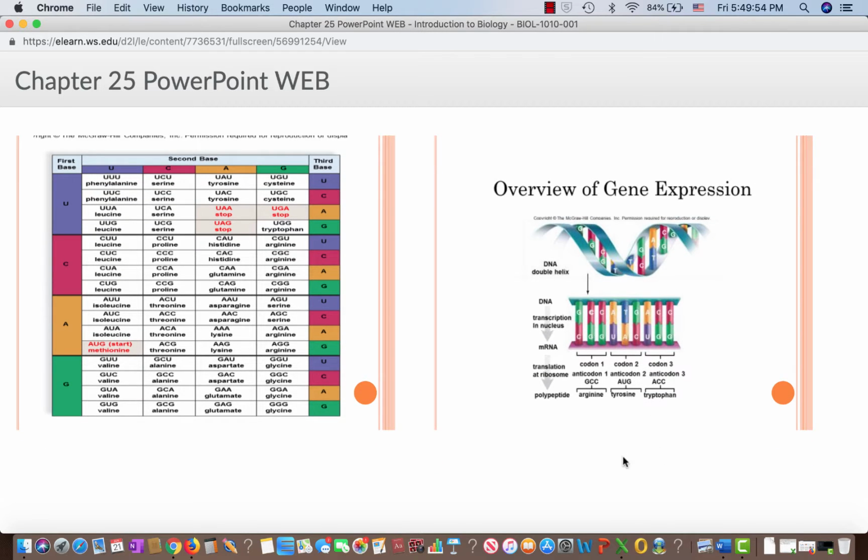So this is your overview. This right here kind of puts everything into perspective for you. You've got your DNA helix right here. You pop that open and you transcribe that, which takes place in the nucleus, to your messenger RNA. The messenger RNA, you can see here you've got your reading frame with your 3 base pairs per codon, and then that gets translated at the ribosome.